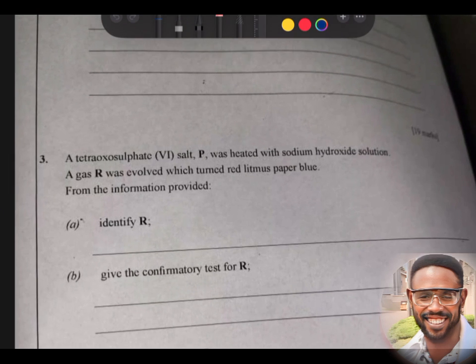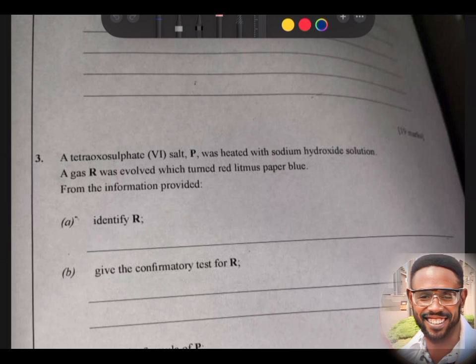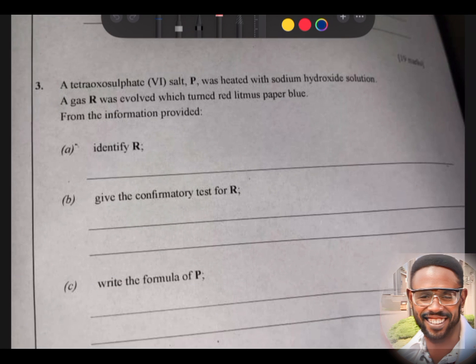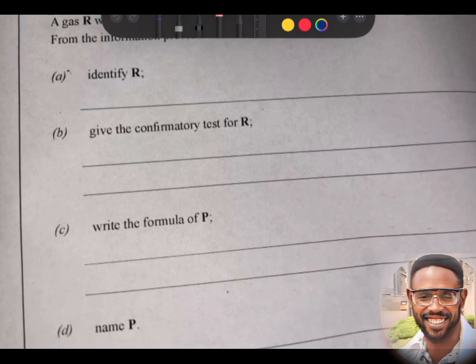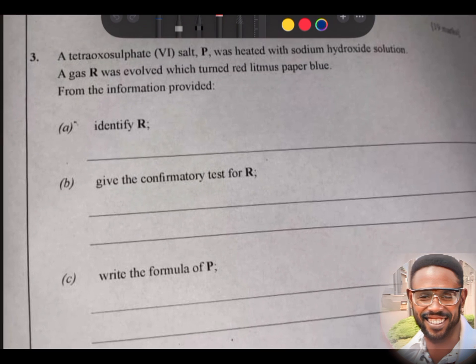Question number 3. It says a tetraoxosulfate salt P was heated with sodium hydroxide solution. A gas R was evolved which turned red litmus paper blue. From the information provided, I commend this question. It's very nice. It's a well crafted question and shows a lot of sense there. It looks simple but not too simple.